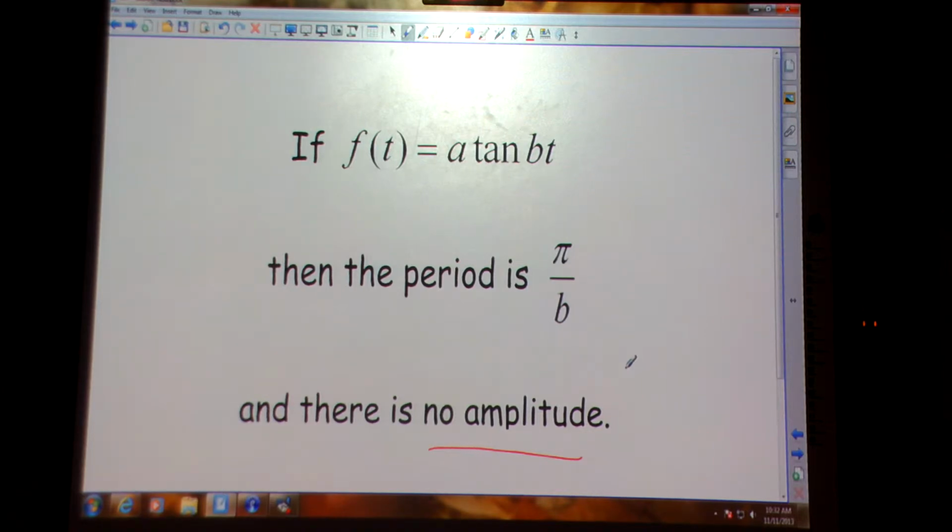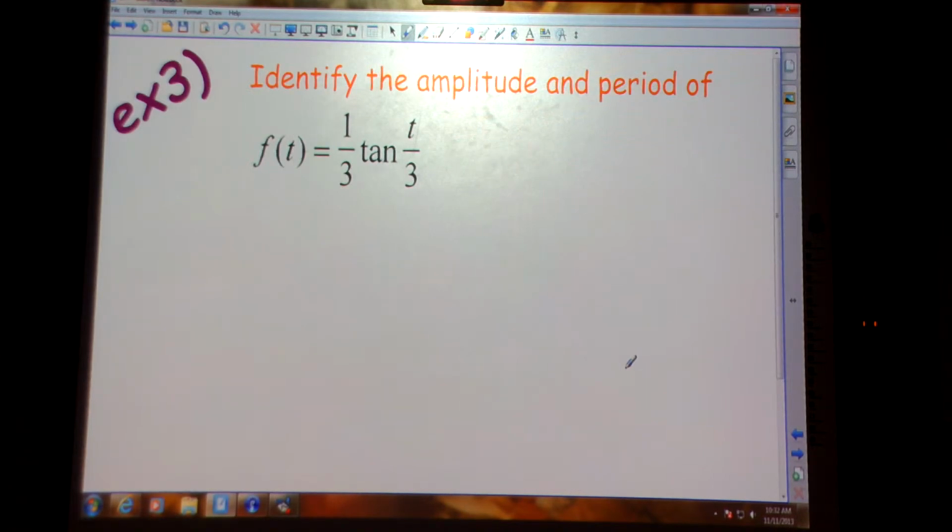Okay. Ready? Let's try one. Identify the amplitude and period of 1/3 tangent t over 3. Okay, so amplitude. A lot of people want to tell me 1/3. Nope, there is none. It's a tangent. Never stops.